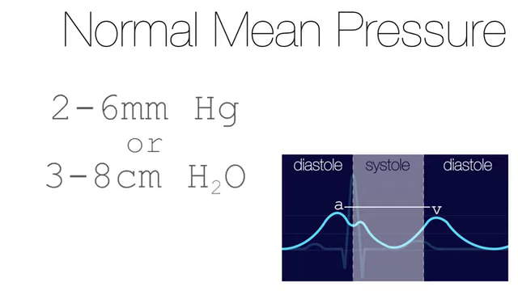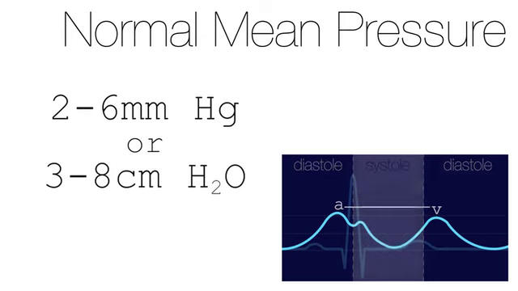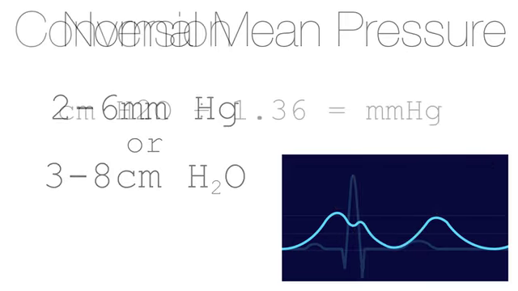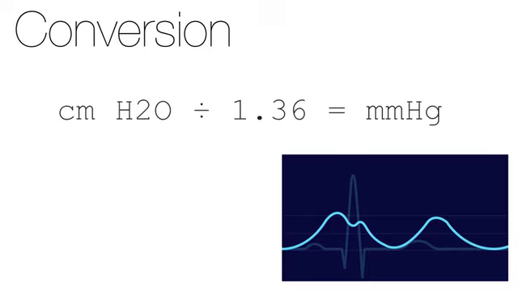Consequently, right atrial pressure is recorded as mean values because they're almost the same. And the normal mean pressure of the right atrium ranges from 2 to 6 millimeters of mercury or 3 to 8 centimeters of water. You will see sometimes pressures reported in centimeters of water or millimeters of mercury, and here is how you would convert them.